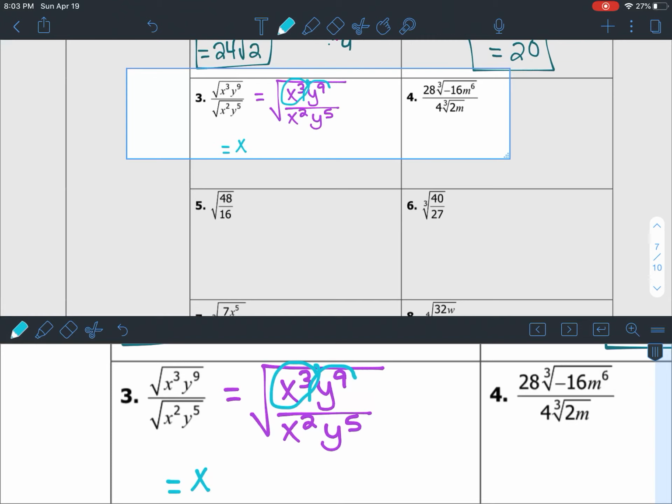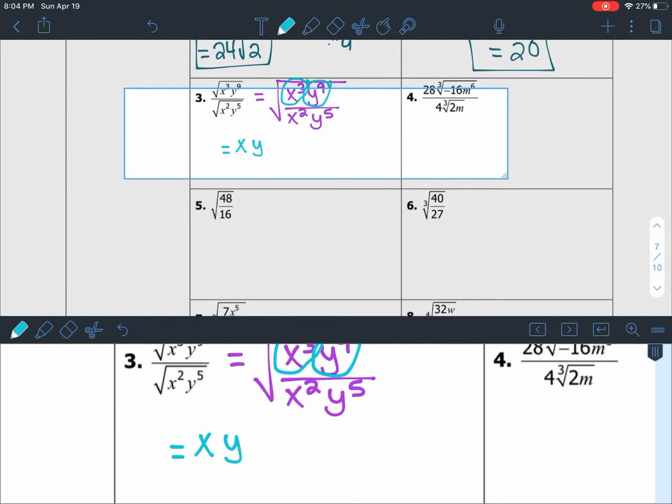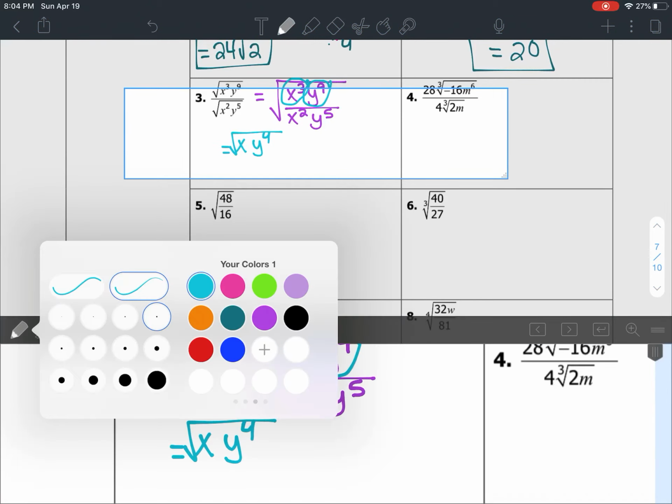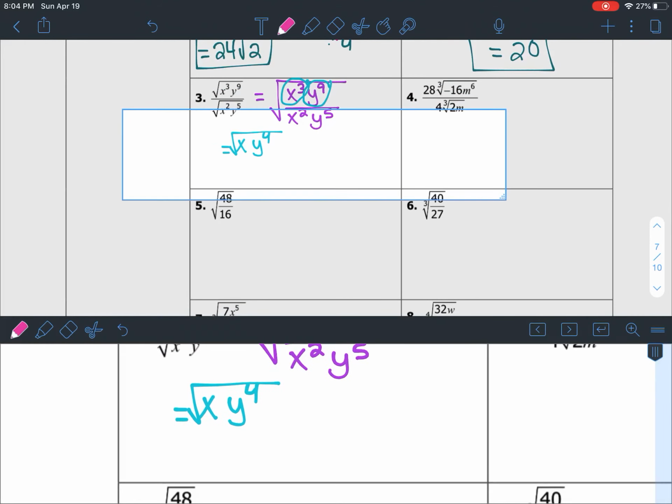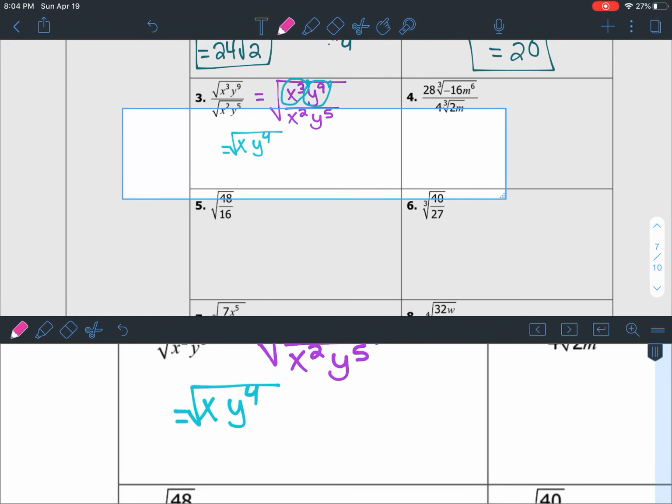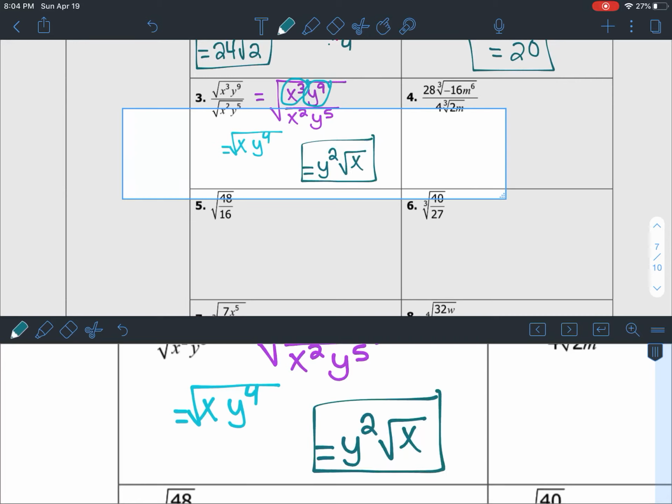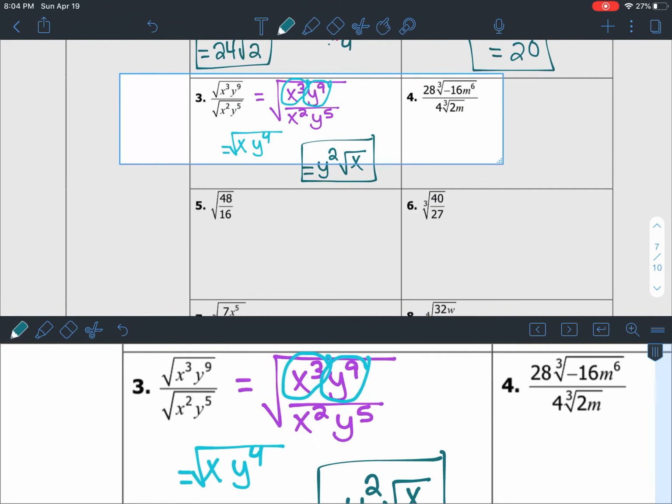And then if I look at my y values, again, I have more y's on top than I do on bottom. And by how many? Well, I have 4 more on top than I do on bottom. So then I just put my square root around that guy. My last step here is to think about how many sets of 2 are in 1 x, and that's none, so that x is going to stay. And then how many sets of 2 are in my y to the 4th power? And there are 2 sets of 2. So I have y squared, the square root of x as my answer for this one.